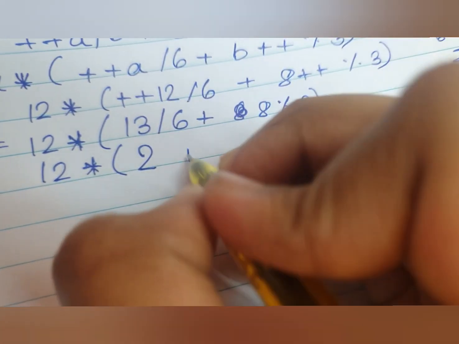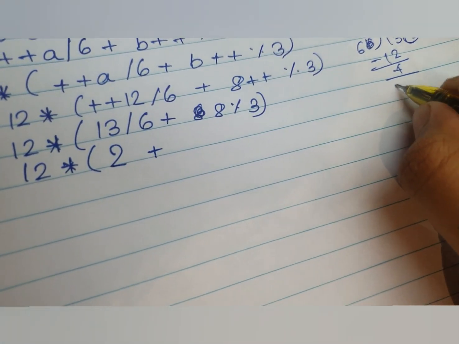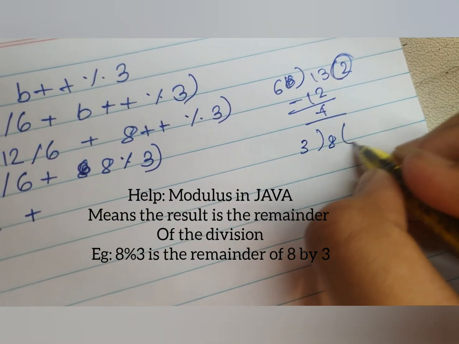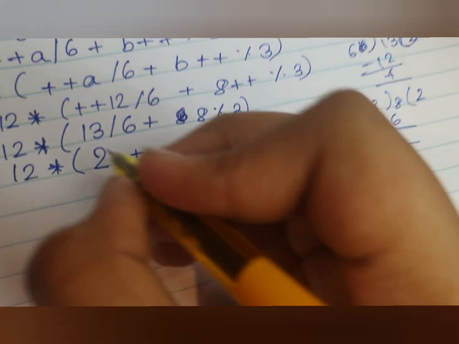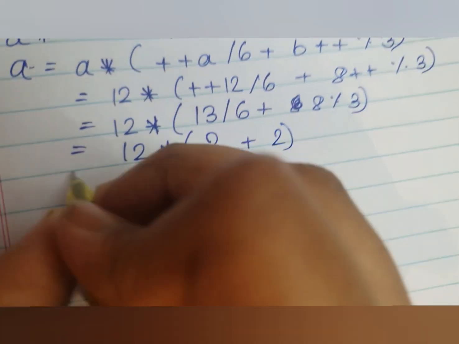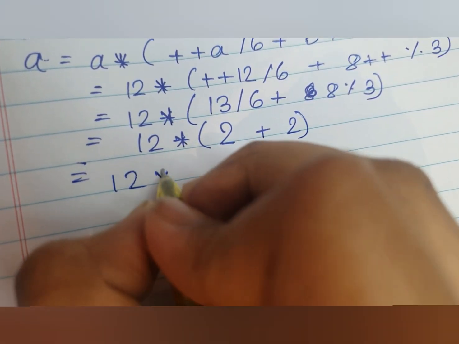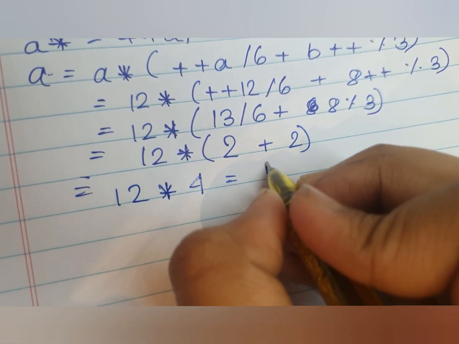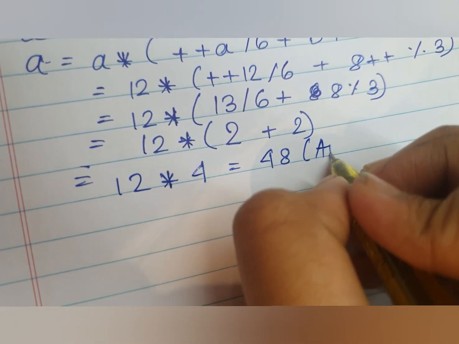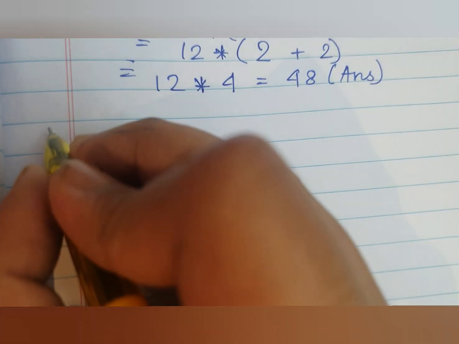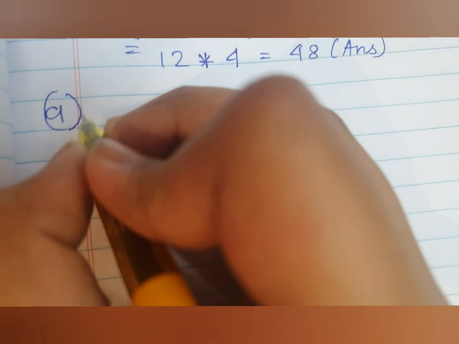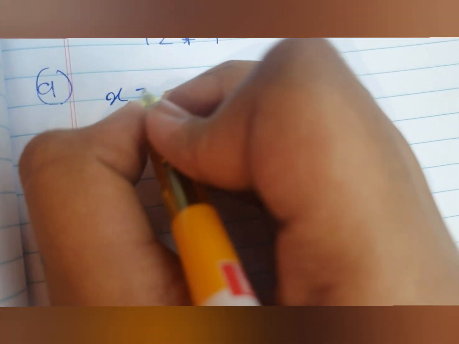Okay. Now 8 modulus 3. Whenever there is modulus, we have to put the remainder. So let us find the remainder, what it will be. Quotient is again 2 and the remainder is also 2. So this plus 2. So it will be 12 into 2 plus 2, which is of course 4. So it will be 48. That is the answer.